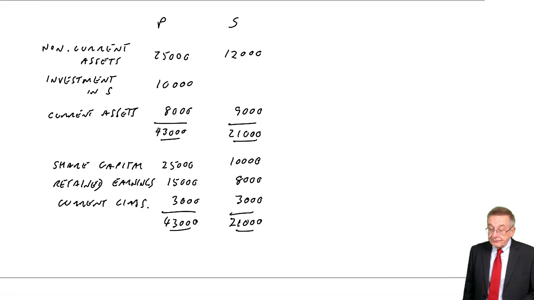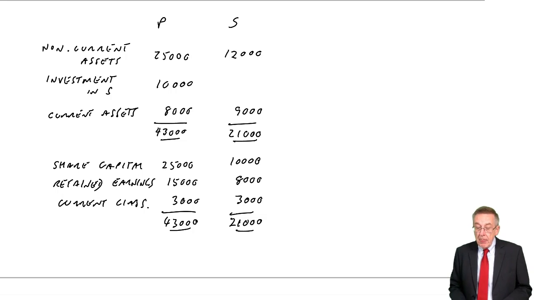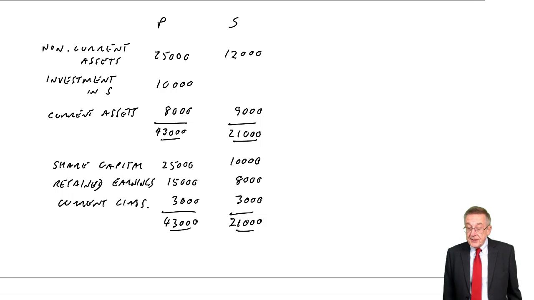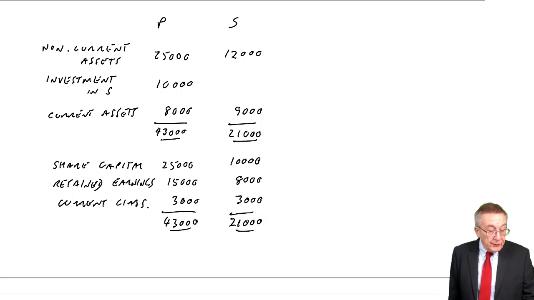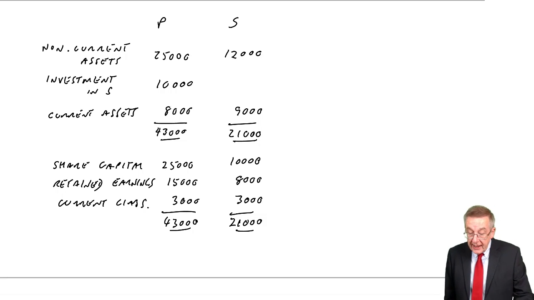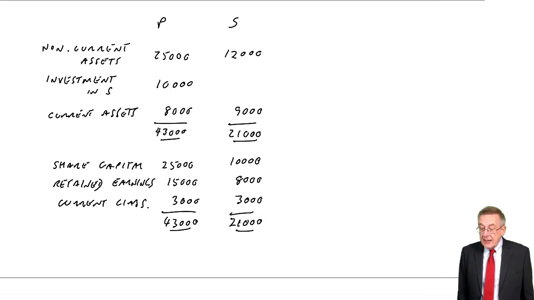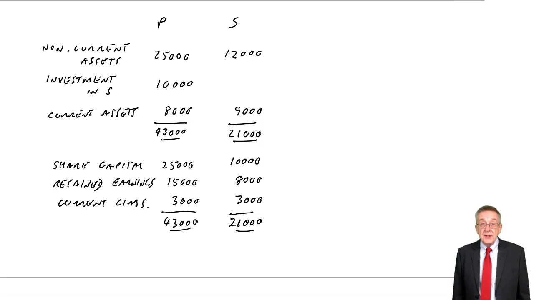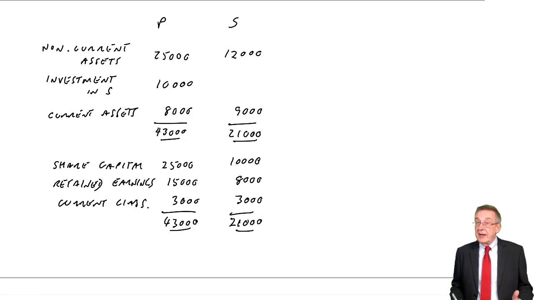Separately, S. I keep stressing that this is a separate company. They've got non-current assets of 12, current assets of 9. The share capital of S is 10,000. Retained earnings: remember they were formed in 2008, but we're now December 2010, so they've been earning money. They've got retained earnings of 8,000 and current liabilities of 3,000. So two perfectly normal statements of financial position.